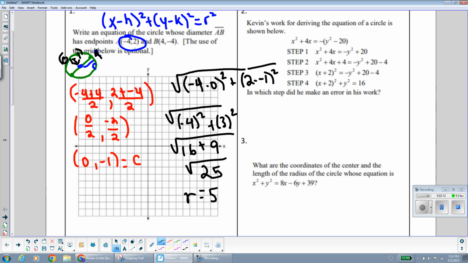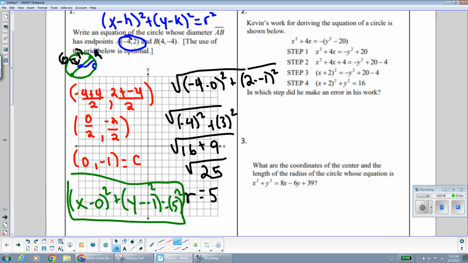So now we just need to rewrite the equation of the circle using the center and the radius that we just found. So we have x minus the x coordinate of the center, which is 0, squared, plus y minus the y coordinate of the center, which is negative 1, squared, equals r squared. And yes, you can just write that as 25. And that would be our equation of the circle. X squared plus (y plus 1) squared equals 25.